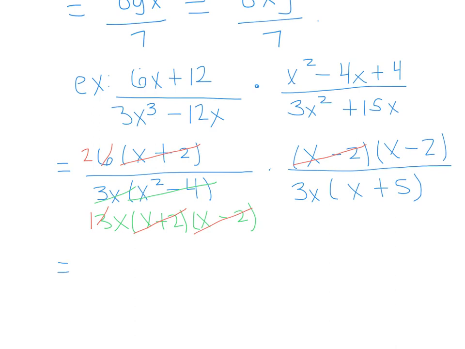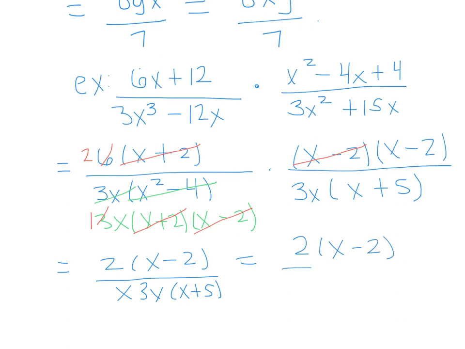Now we want to multiply across the numerator and across the denominator. Across the numerator, we've got a 2 times x minus 2. Multiplying across the denominator, we've got an x left from the first rational expression, a 3x, and an x plus 5. So if we rewrite that, we've got 2 times x minus 2 over 3, the x times the x gives us an x squared, times x plus 5.